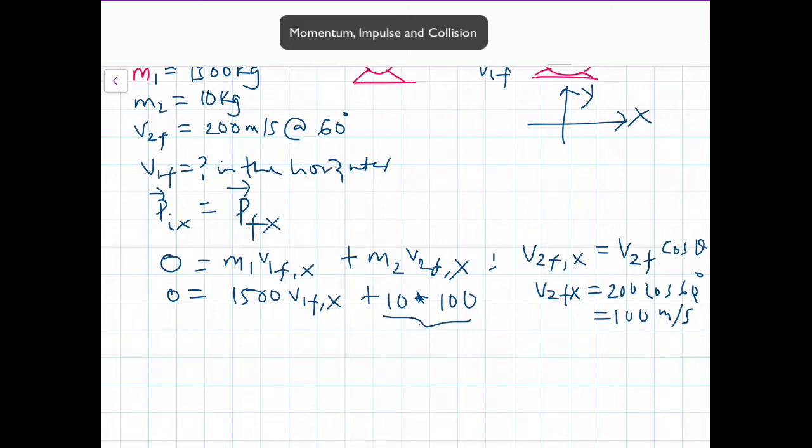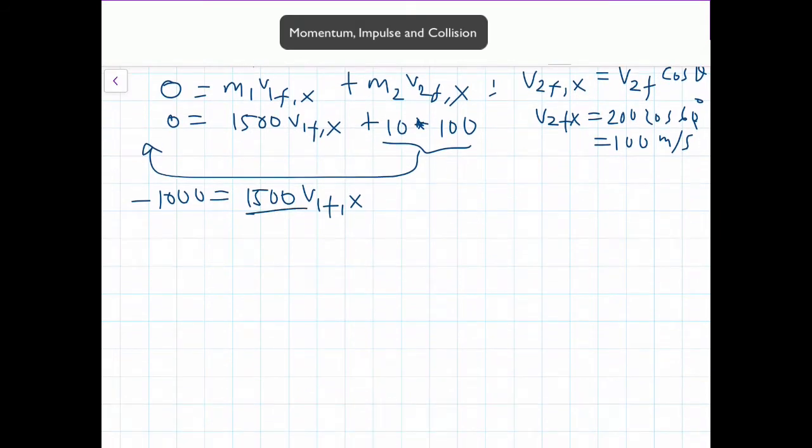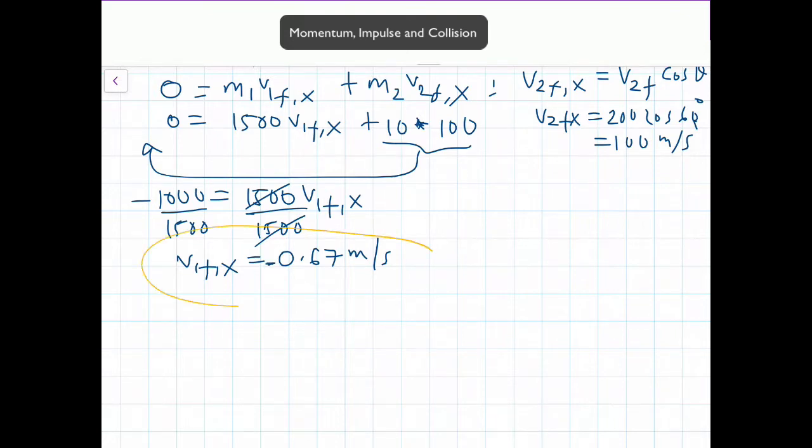Then you move this to the other side of the equation as we did in the previous problems, then it will be negative. Negative 1000 equals 1500 V1 final along the X direction. To isolate V1 final X, you divide both sides by 1500. That erases. Then divide 1000 by 1500, and you get 0.67. So V1 final along the X direction will be equal to negative 0.67 meters per second.